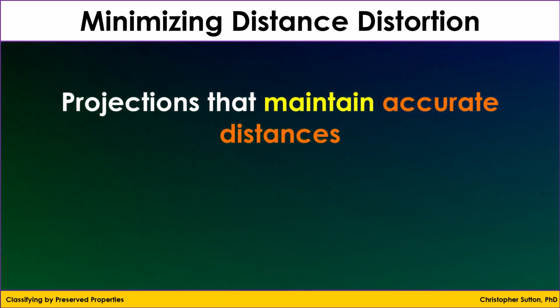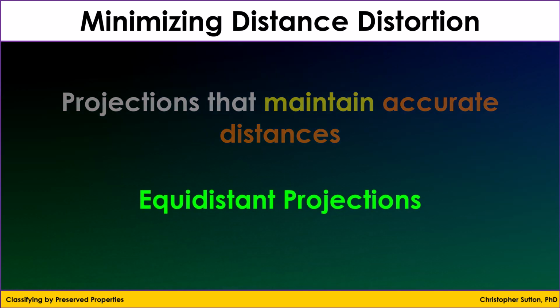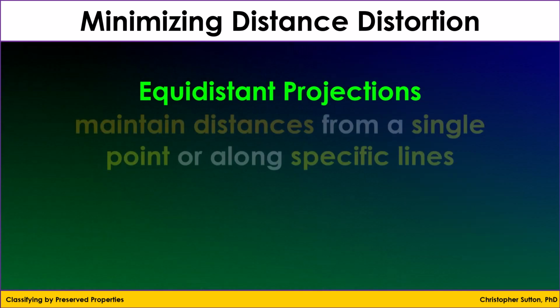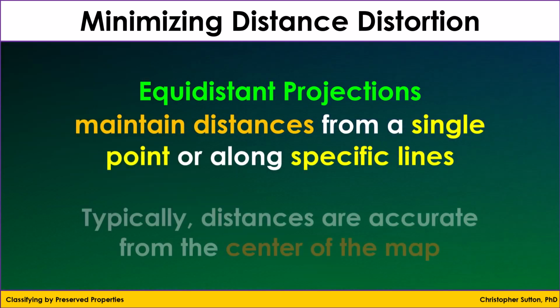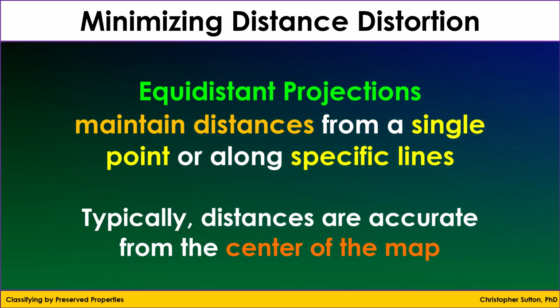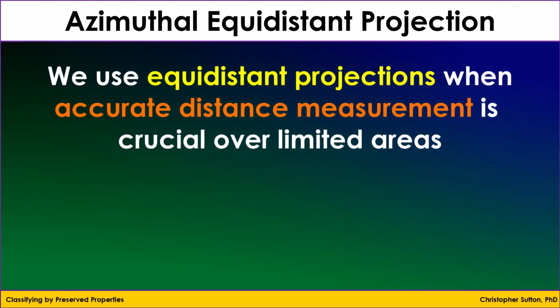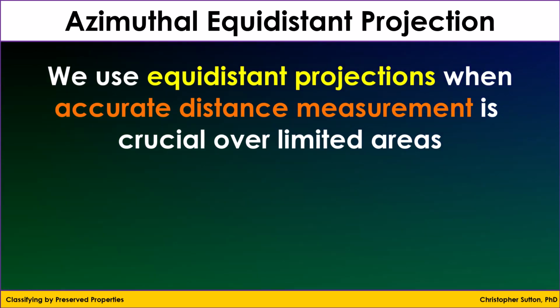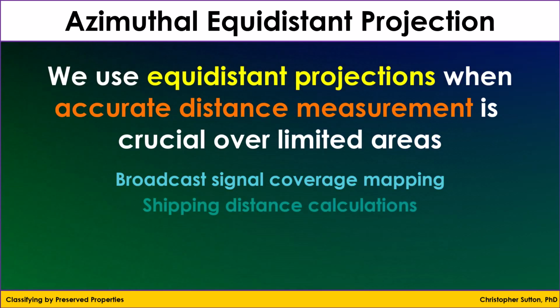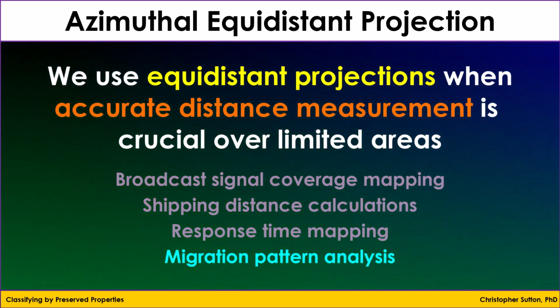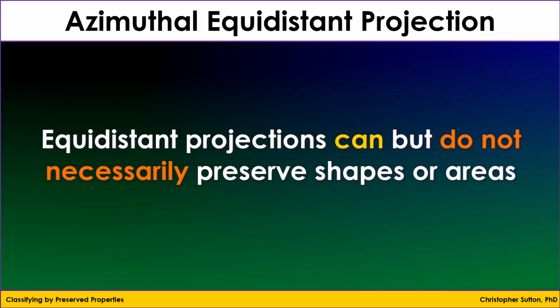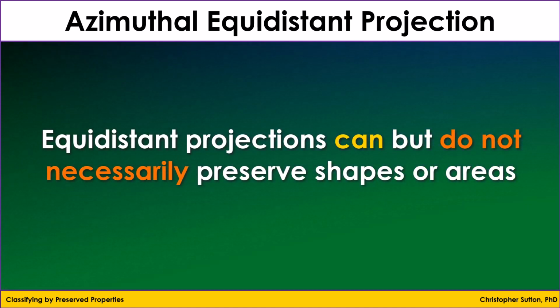Projections that maintain accurate distances are called equidistant projections. Equidistant projections maintain distances from a single point or along specific lines. Typically, an equidistant projection has accurate distances from the center of the map. These projections are useful for applications where accurate distance measurement is crucial over limited areas. Examples include broadcast signal coverage mapping, shipping distance calculations, response time mapping, and migration pattern analysis. Equidistant projections can but do not necessarily preserve shapes or areas.